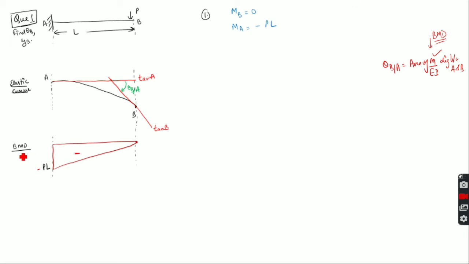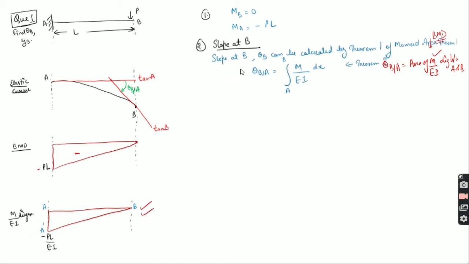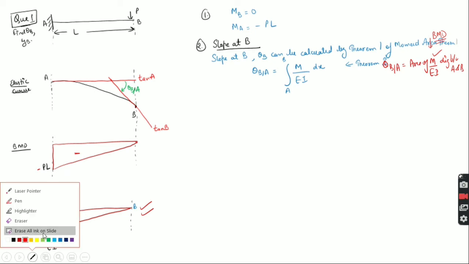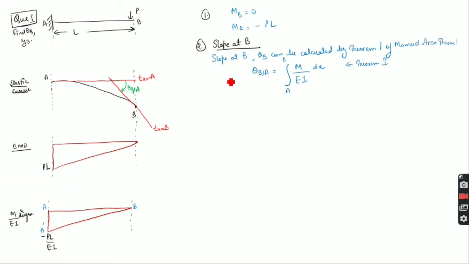Now how to draw the M by EI diagram? Just divide these values by EI. So the M by EI diagram will be the same, just in place of minus PL we will have minus PL upon EI. So now we will be using this M by EI diagram. First we will calculate the slope at B. So slope at B, theta B, can be calculated by theorem 1.